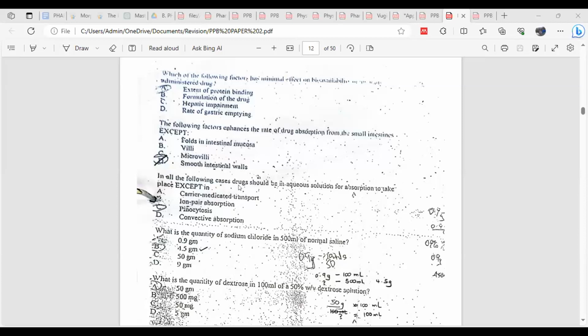In all the following cases, drugs should be in aqueous solution for absorption to take place, except in carrier-mediated transport, ion pair absorption, pinocytosis, convective absorption.